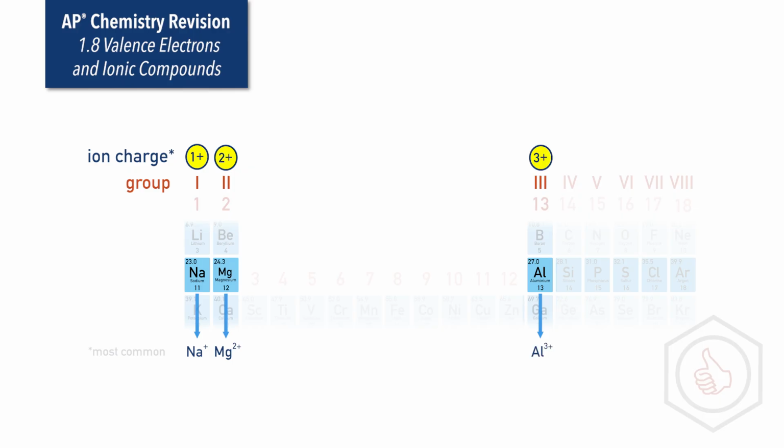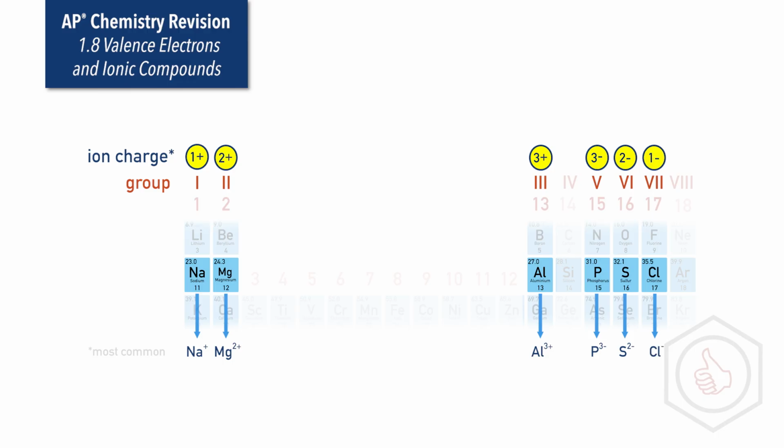Nonmetals usually gain electrons to form negatively charged ions, anions, with Group 15 nonmetals forming ions with a 3- charge by gaining 3 electrons, Group 16 nonmetals gaining 2 electrons to form ions with a 2- charge, and Group 17 nonmetals gaining 1 electron to form ions with a 1- charge.